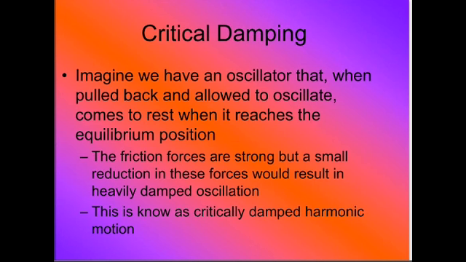Then kind of our far side of the extreme of this is what we call critical damping. And this is where the system that's oscillating comes to rest when it reaches equilibrium position. So it doesn't even get through a full cycle. It begins to oscillate, passes to that equilibrium position, and by the time it gets back, it stops. And this is a result of very, very strong resistive forces to get it so that it stops that first time it reaches the equilibrium position.